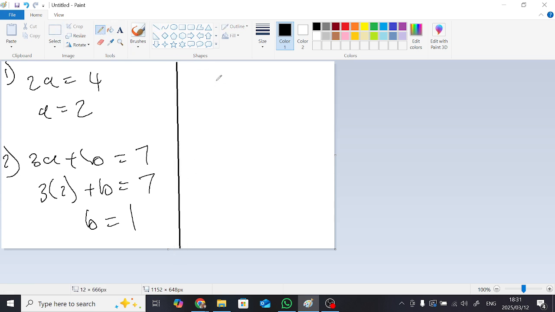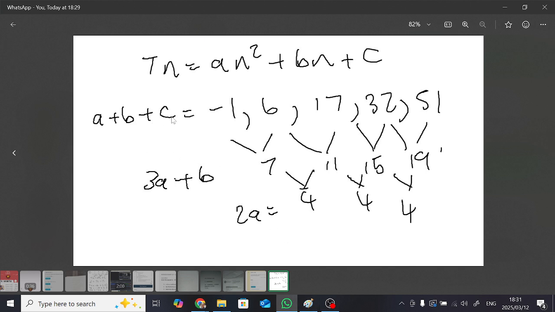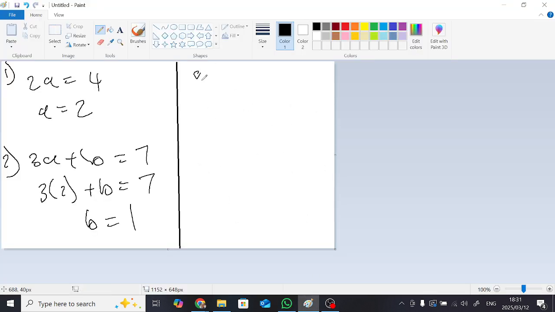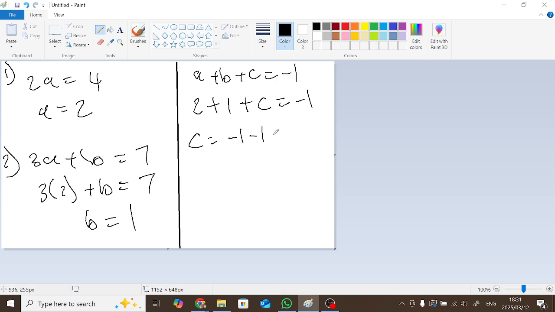Now we can find C. We know that A plus B plus C is equal to negative 1. A is equal to 2 and B is equal to 1, so 2 plus 1 plus C is equal to negative 1. This gives us C is equal to negative 1 minus 1 minus 2, so C is equal to negative 4.